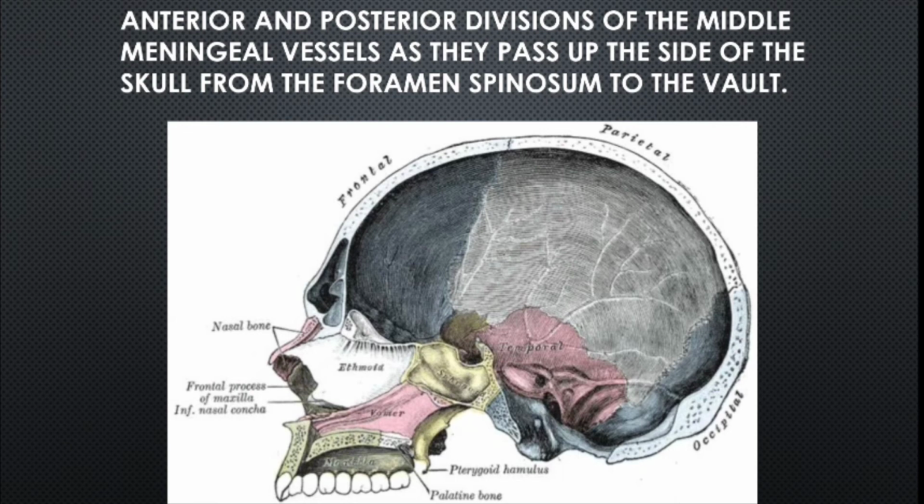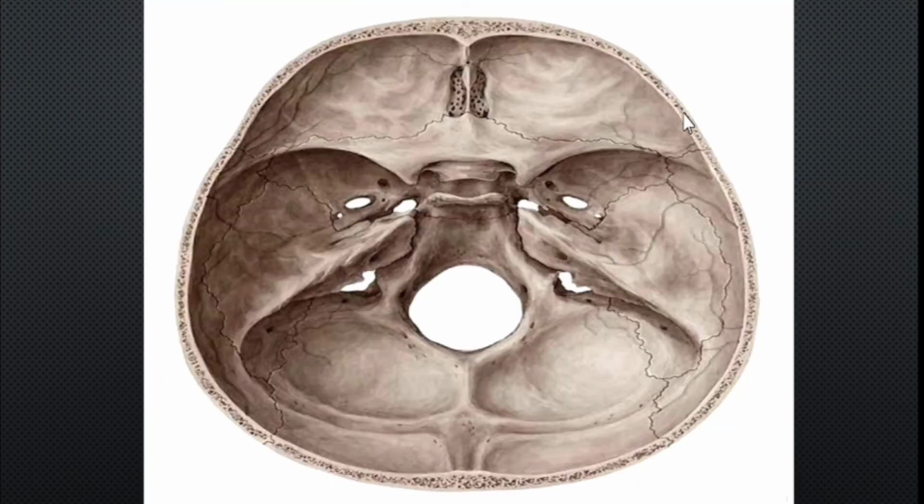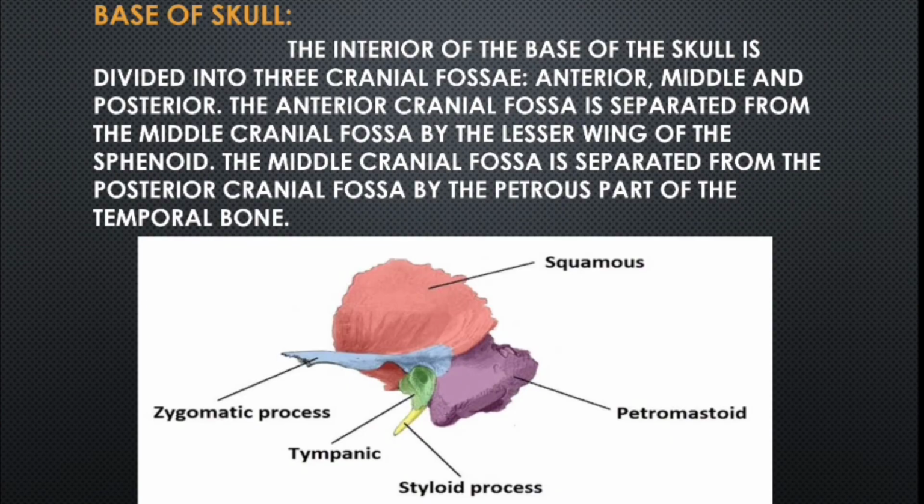Now we will discuss the base of the skull. The interior of the base of the skull is divided into 3 cranial fossae: the anterior, middle, and posterior. In this diagram, you can see this is the anterior cranial fossa, and this one is the middle cranial fossa, both of these. And this last one is the posterior cranial fossa. All these are separated from each other.